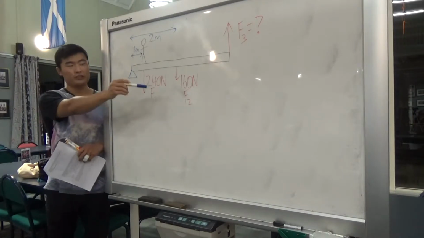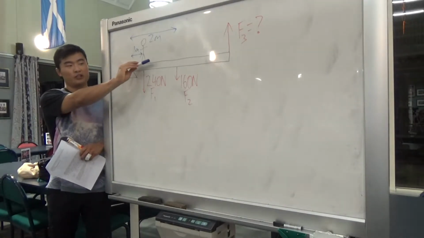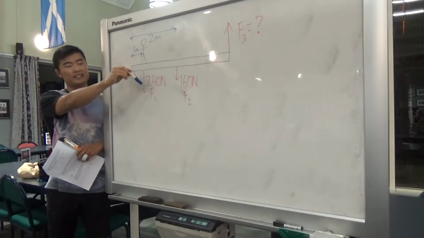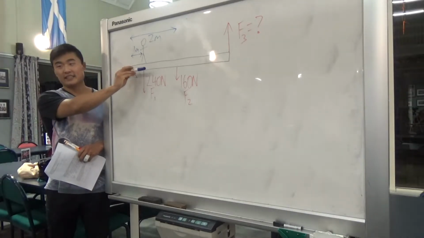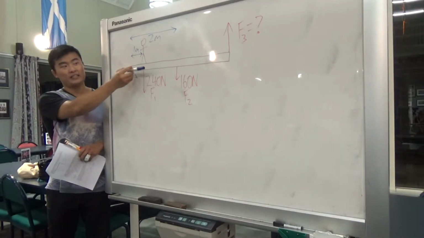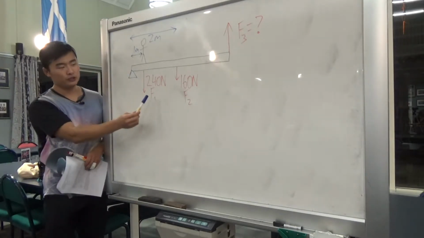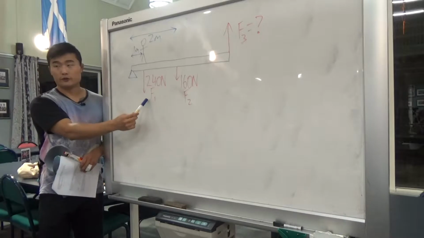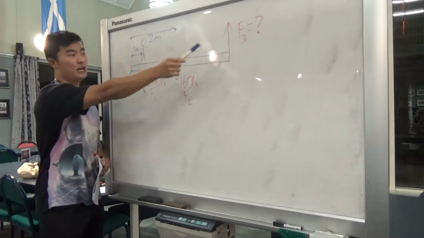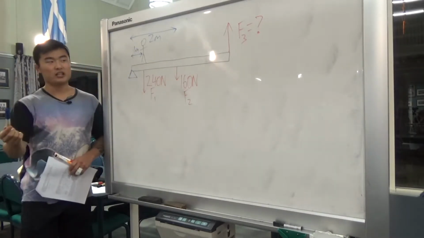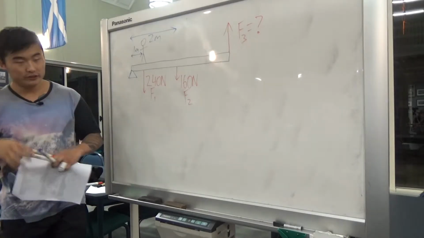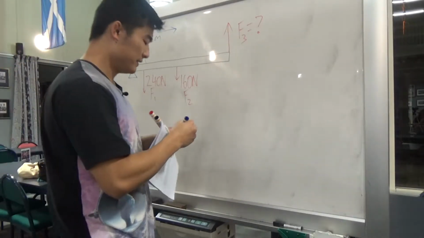F1 and F2 is going to make the plank go clockwise like this, right? And F3 is going to make the plank go counterclockwise like this, right? So we have two clockwise forces and we have one counterclockwise force. Okay, so this one's a little bit harder.